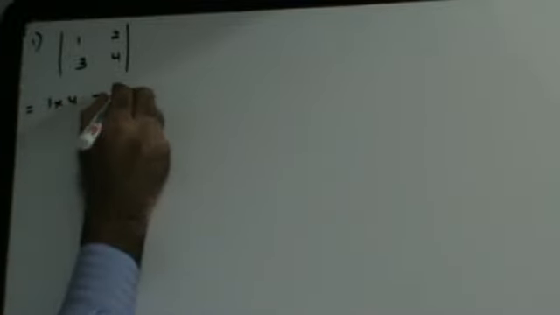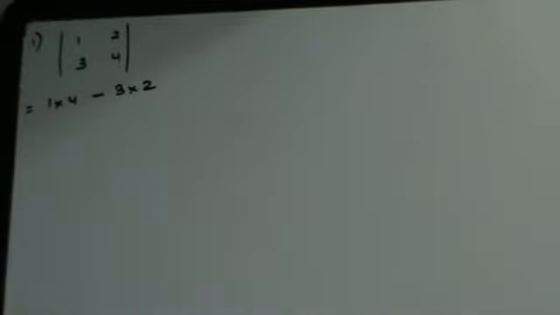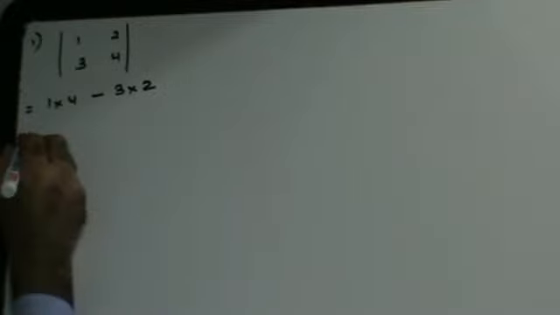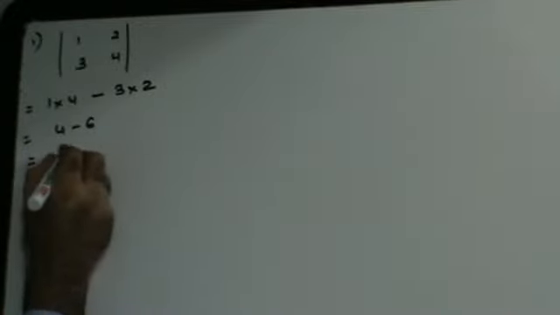How do I find the value of the determinant? The diagonal running downwards is called the principal diagonal and the other one is called the other diagonal. The value of the determinant is the product of the principal diagonal minus the product of the other diagonal. That means this is going to be 1 into 4 minus 3 into 2. So this is 4 minus 6, which is minus 2. Next, let's see the next sum.